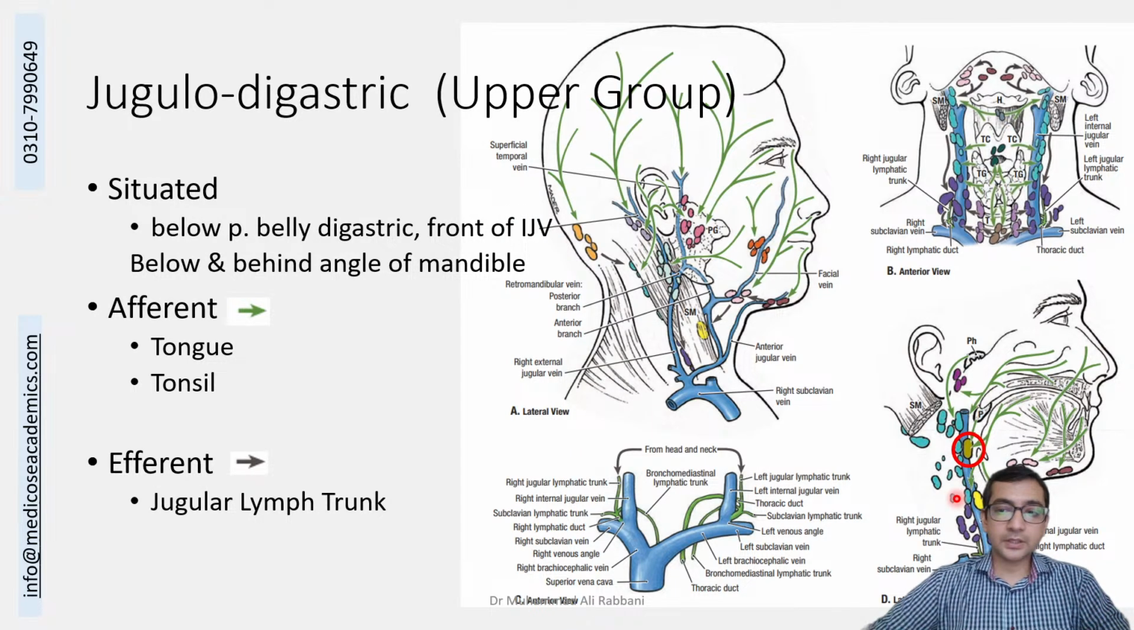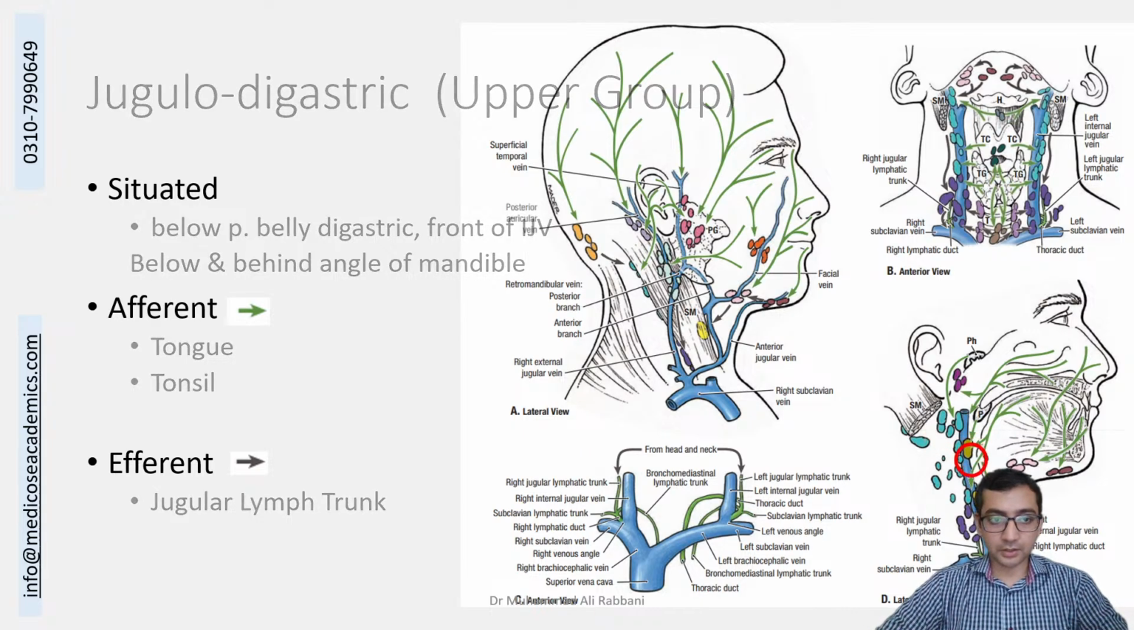So the jugulo-digastric one is present in the upper group. It is below the posterior belly of digastric, in front of the internal jugular vein, and behind the angle of the mandible, right somewhere here. It is the one that is draining the posterior aspect of the tongue and tonsils. So it is very important in the tongue.